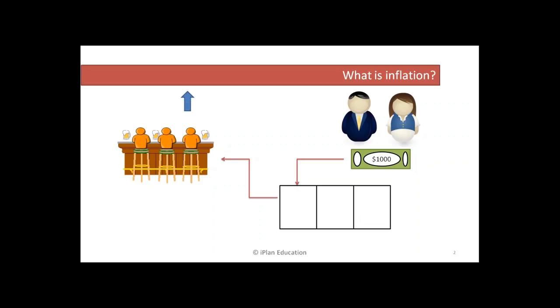Now what happens is the demand for beer will increase if the population is increasing. When the demand is increased, the price of the beer will be raised by the beer bar owner. Basically this is called demand pull inflation. If too many people come into the same beer bar, the price of the beer may increase.